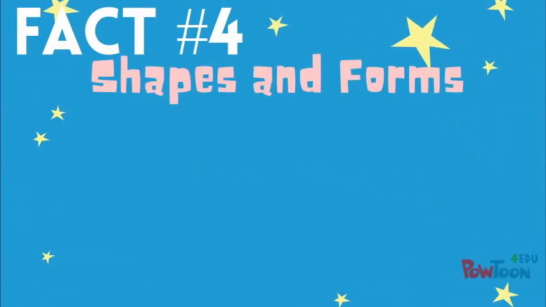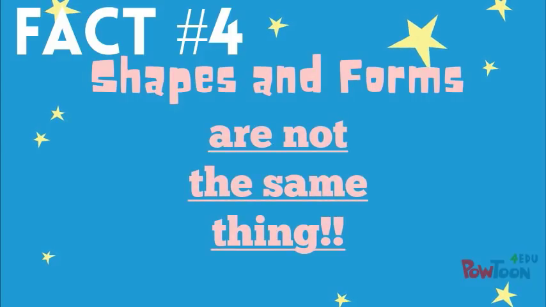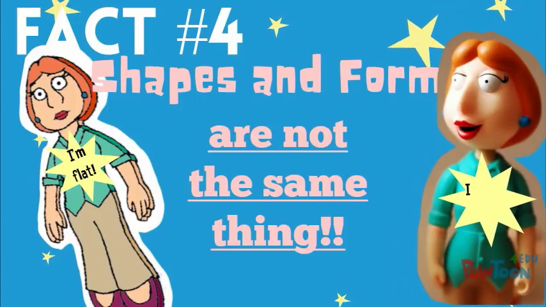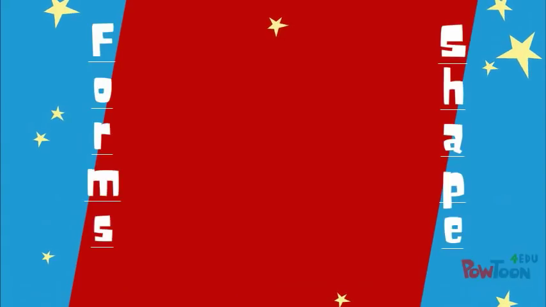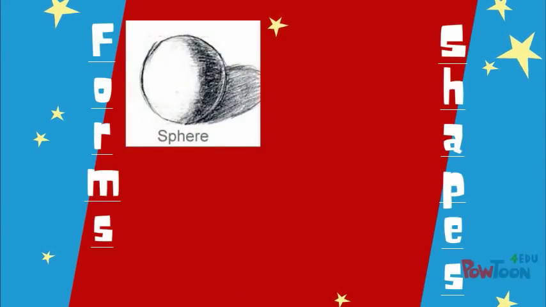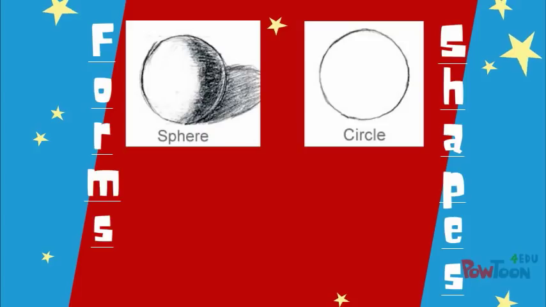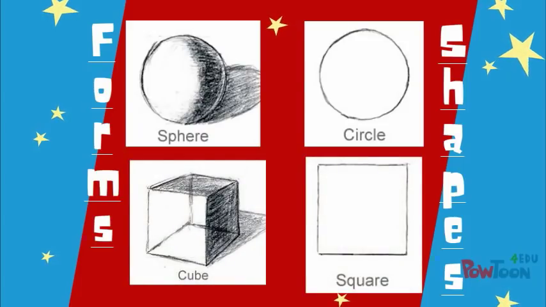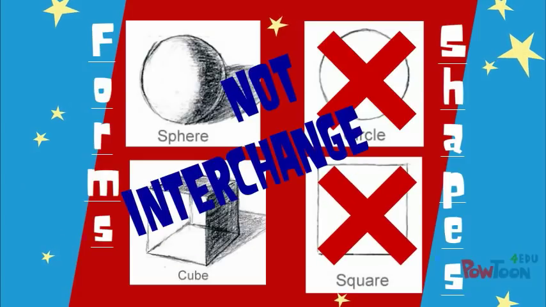Fact number 4. Shapes and forms are not the same thing. Shapes are flat and forms have depth. This means that you cannot call a sphere a circle, nor can you call a cube a square. In art, these names are not interchangeable.